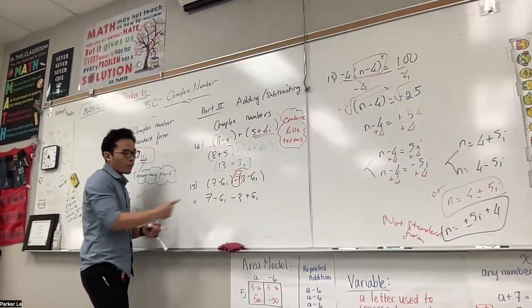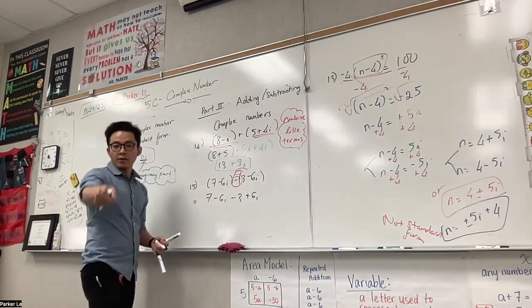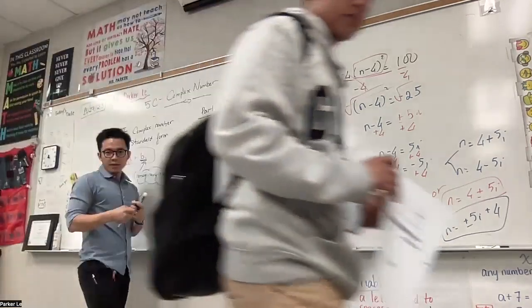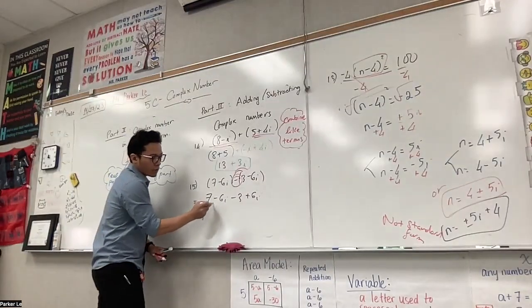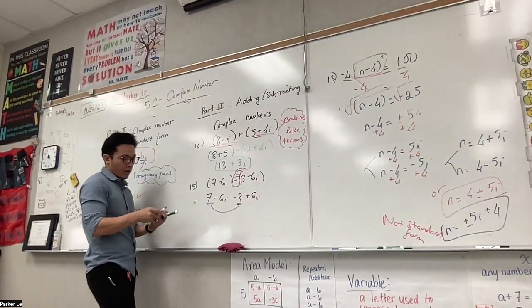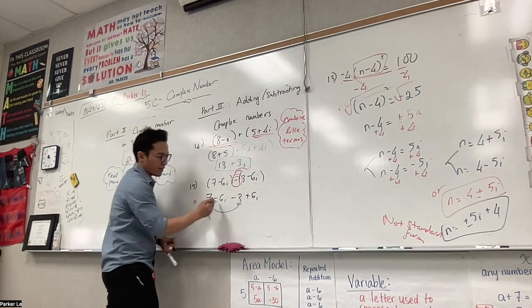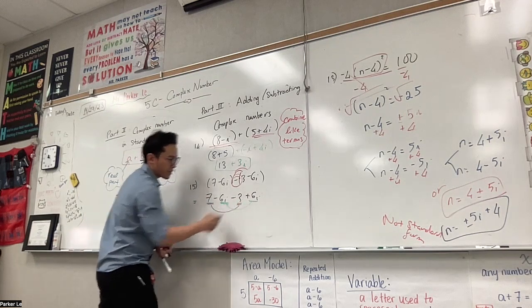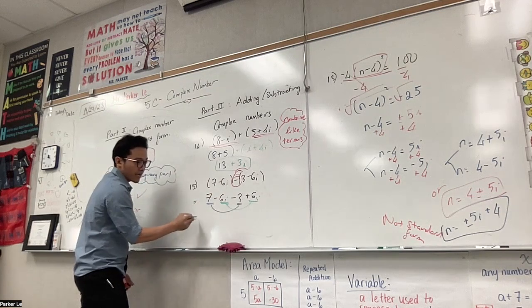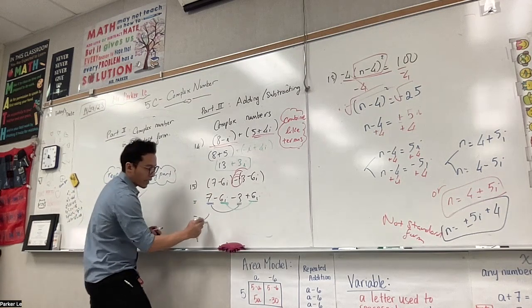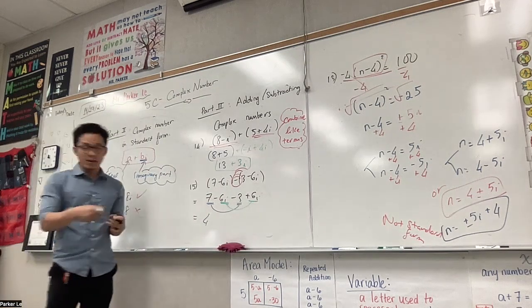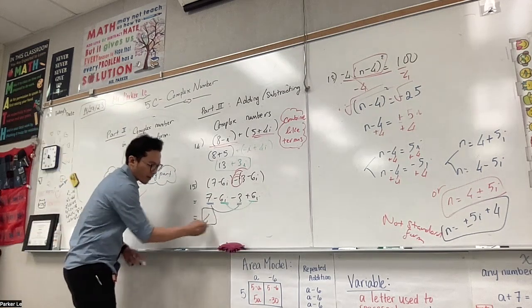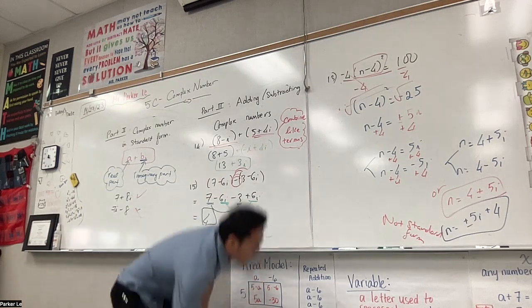Okay, so now real goes with real. Imaginary goes with imaginary. 7 minus 3 is 4. Negative 6i plus 6i is 0. So this one only has one part. 4 is the answer.